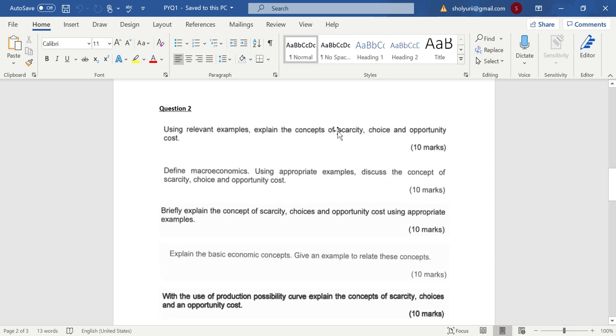Okay, so you already learned with Dr. Khairi how to answer about scarcity. What is scarcity? The resources in the country are limited. What are the resources? The land, labor, capital, entrepreneur. They are limited. So, our human wants, kehendak manusia, are unlimited.